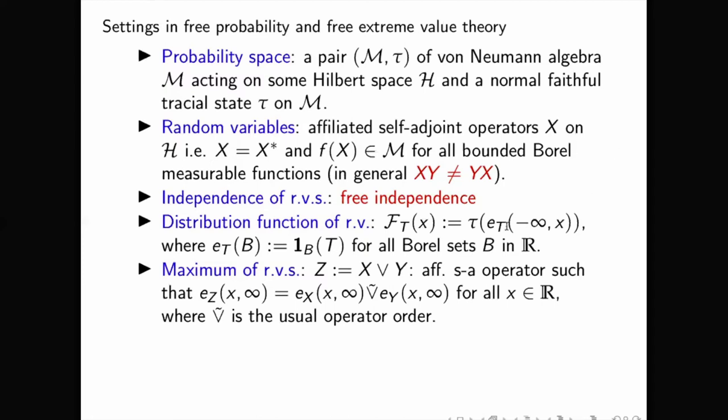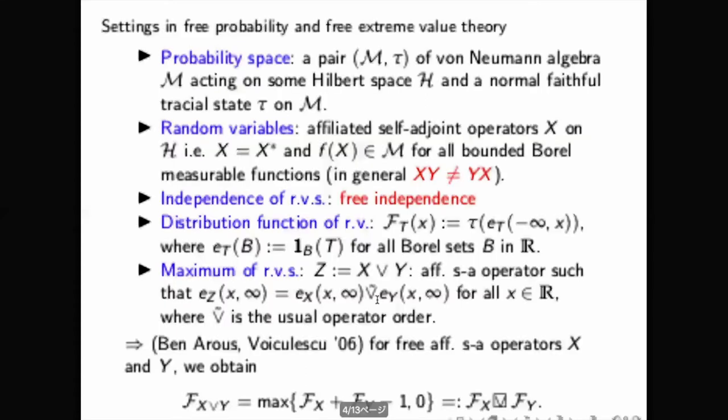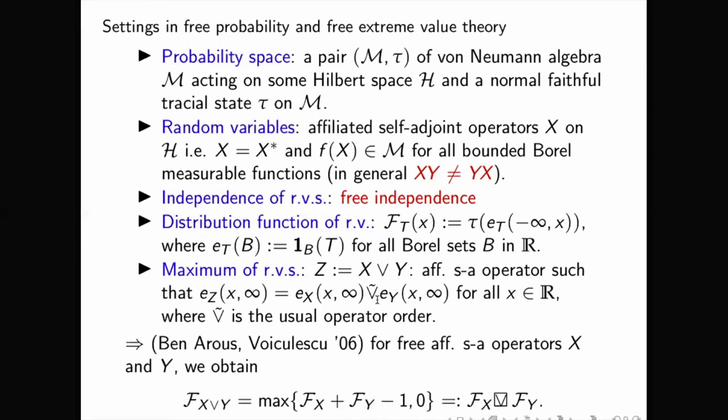The distribution function is defined like here, where E_t is the spectral projection of T. Finally, the maximum of random variables is defined by the affiliated self-adjoint operator Z such that the spectral projection of Z is equal to the maximum of the spectral projections of X and Y with respect to the usual operator order. Ben Arous and Voiculescu, in 2006, showed that for affiliated self-adjoint operators X and Y, the distribution function of the maximum of X and Y is equal to this value. This value is written by the free max convolution.